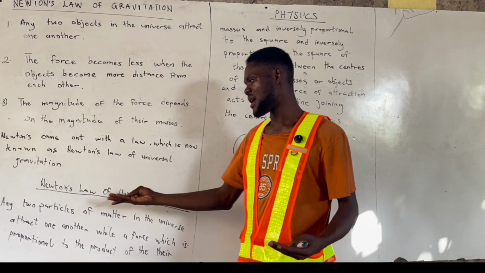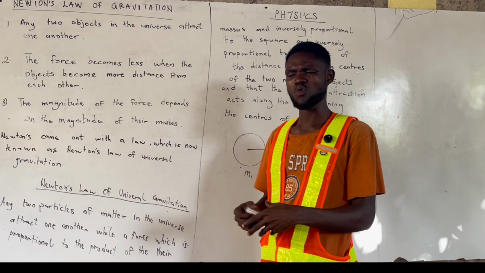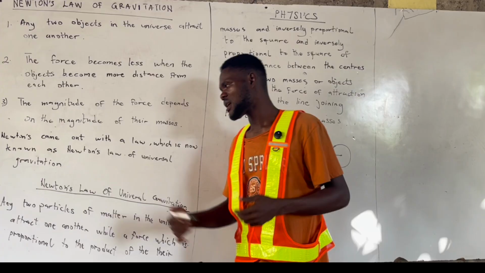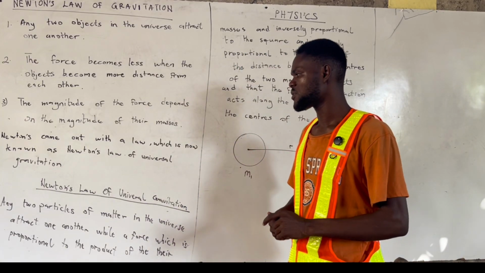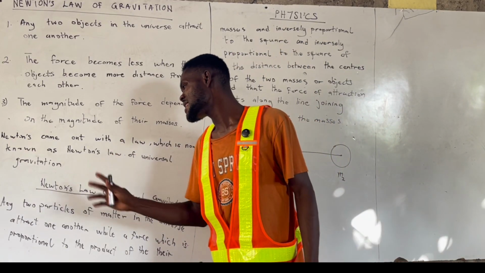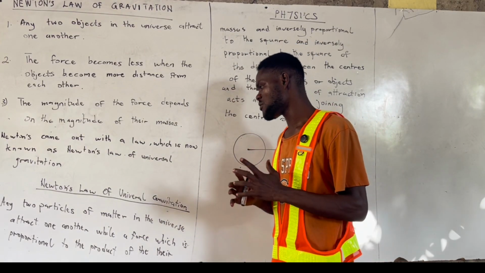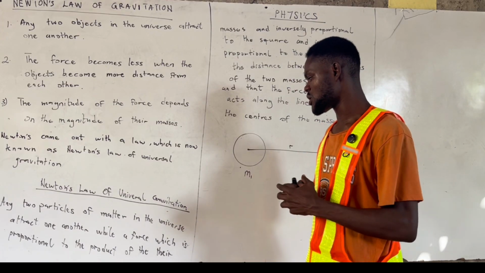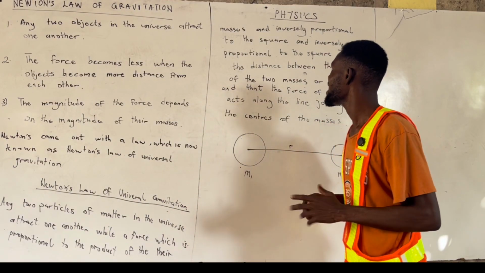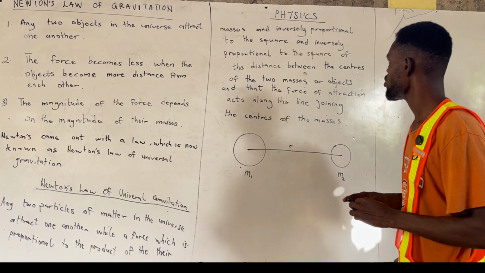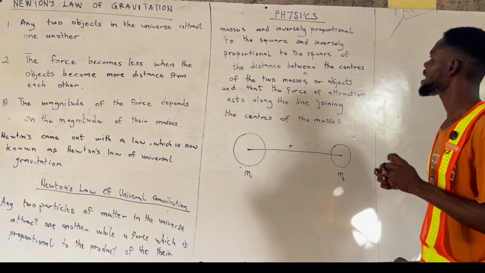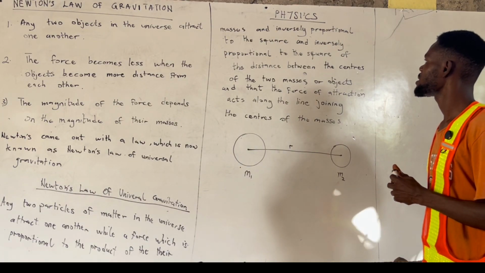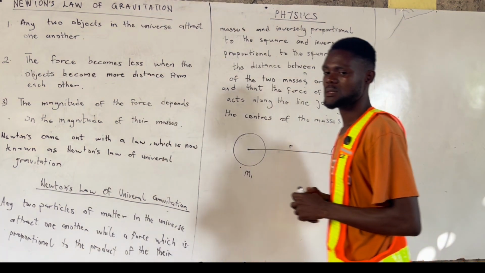So the idea is that there's a force that holds two planets or two objects in space. Newton's law of universal gravitation also says that any two particles of matter in the universe attract one another with a force which is proportional to the product of their masses and inversely proportional to the square of the distance between the centers.